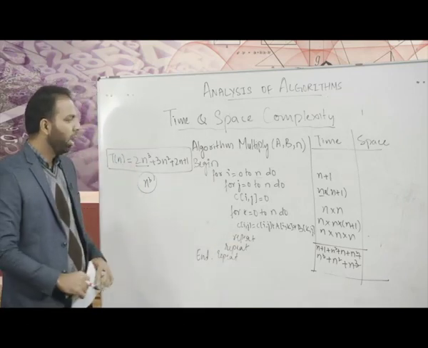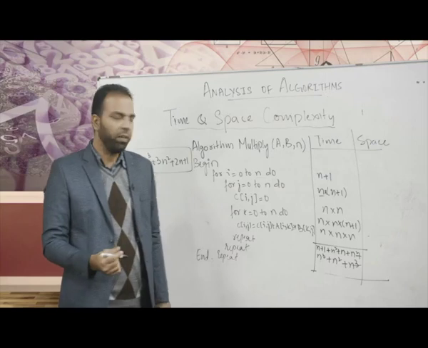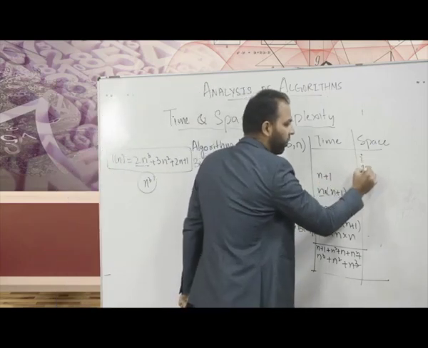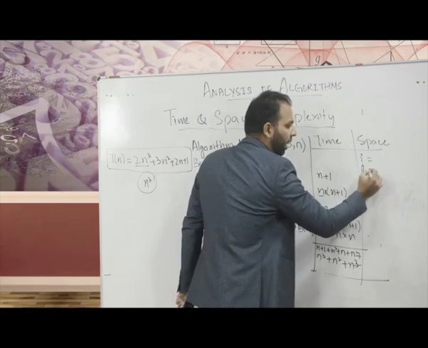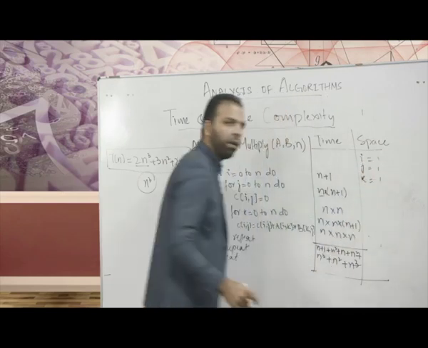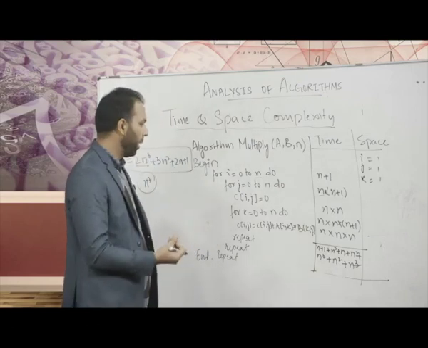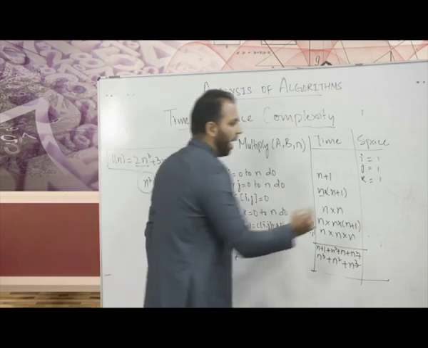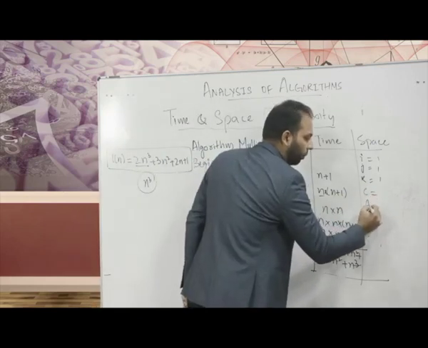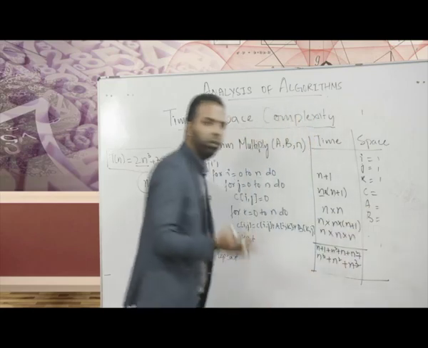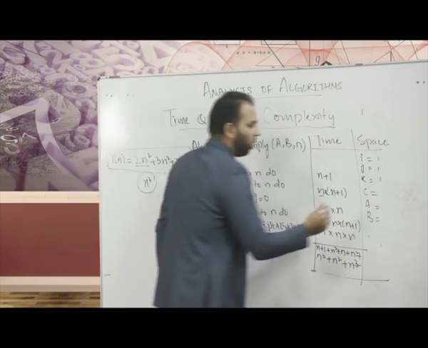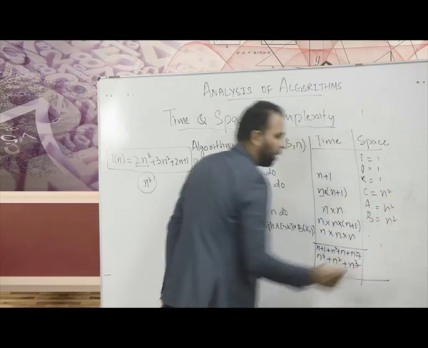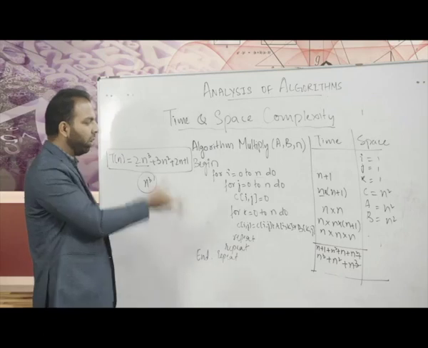Now if we go for space, how much space will it take? We have i, j, and k. These are 3 variables, and they will take one unit of memory each. Then we have C, A, and B. These are 3 arrays, and how much are they taking? Because they are all 2-dimensional arrays, or matrices, they are going to take n square each, meaning n multiplied by n. That's all the variables we have here.